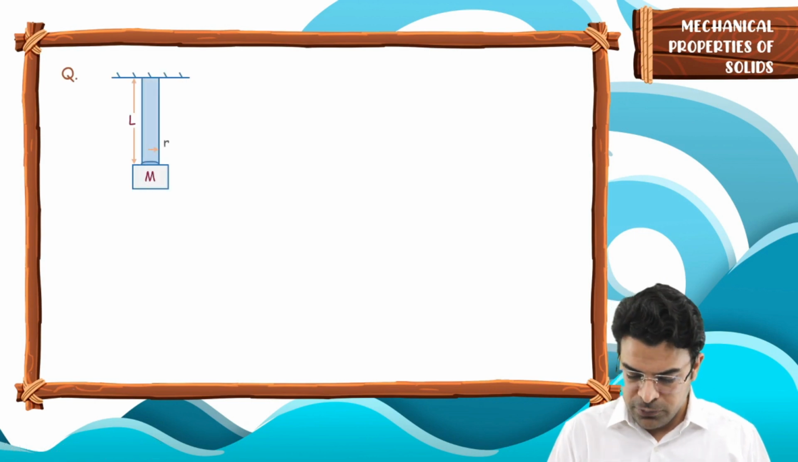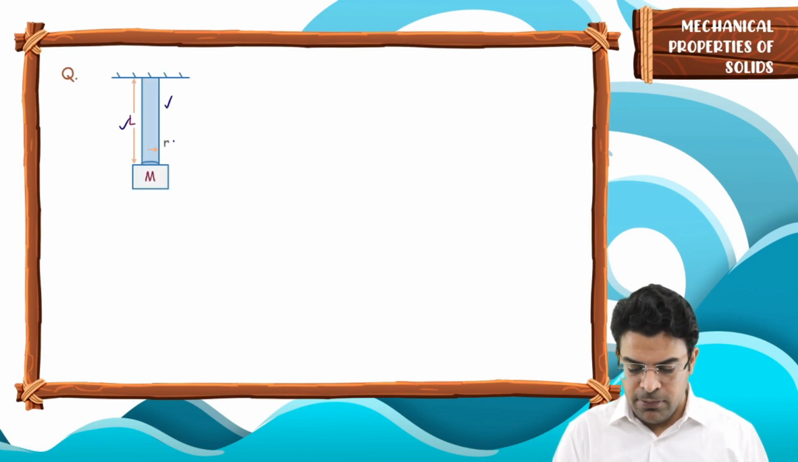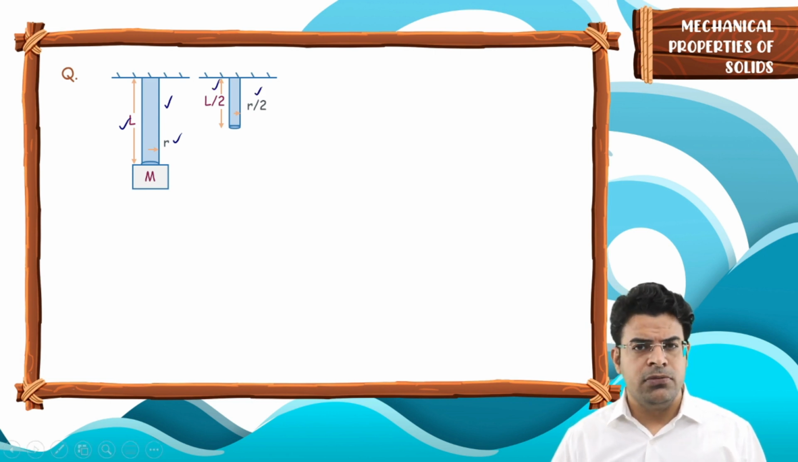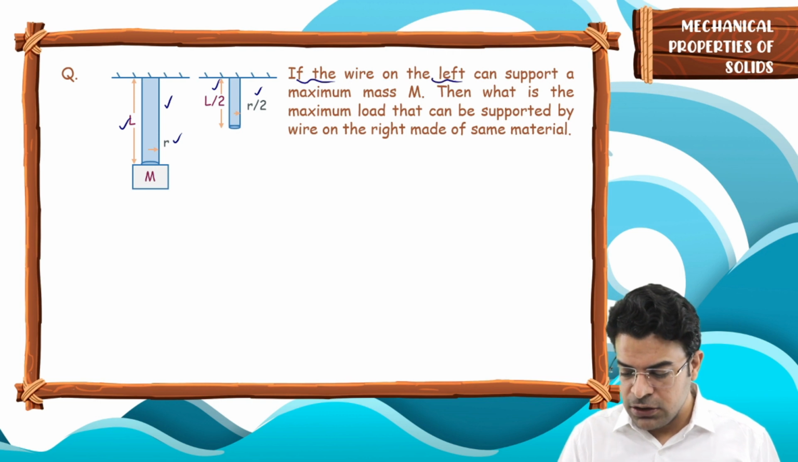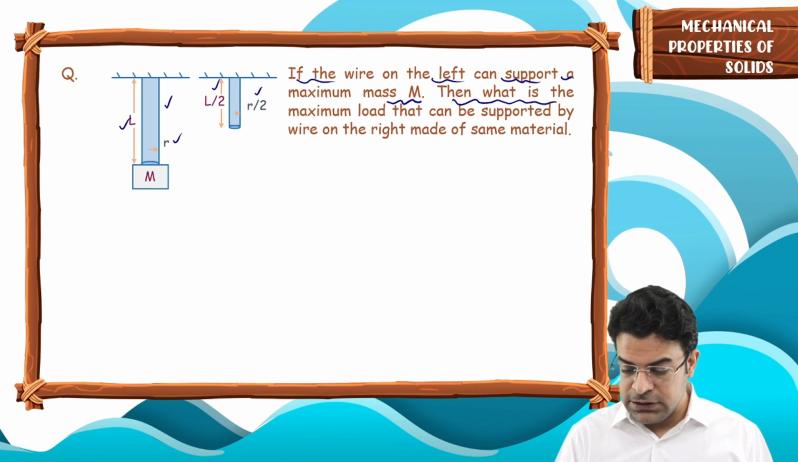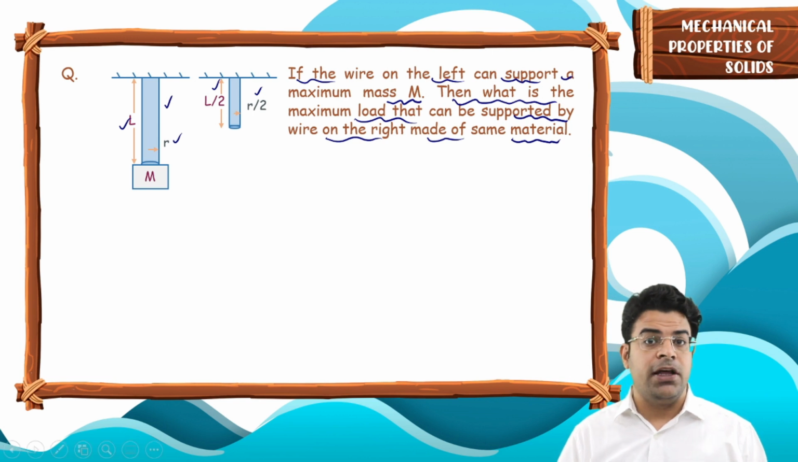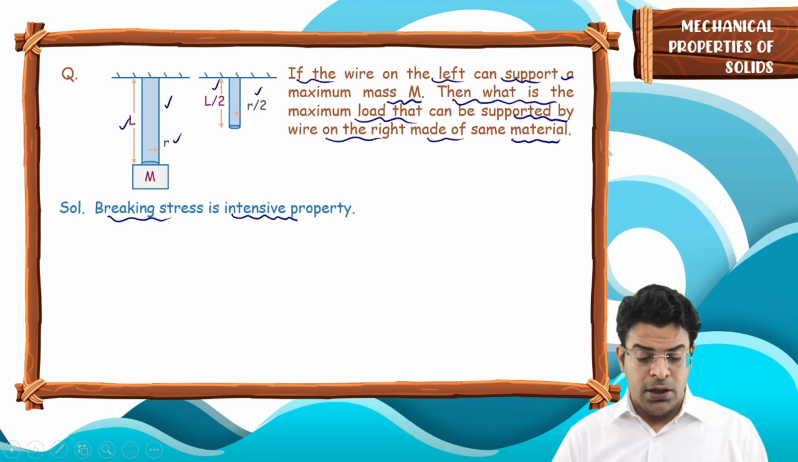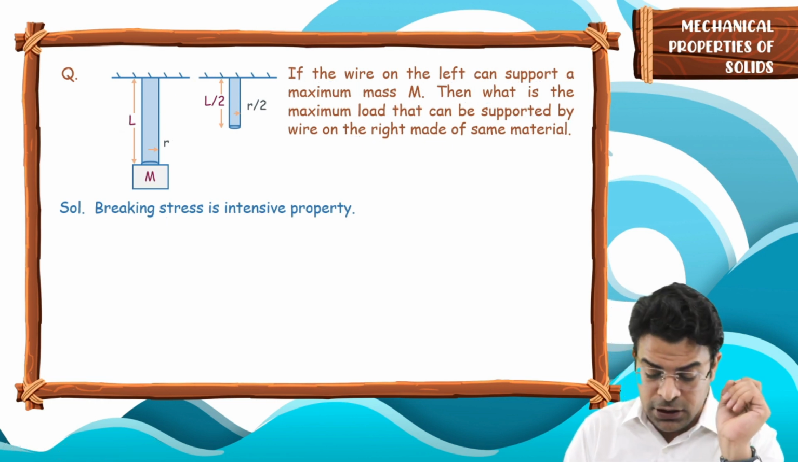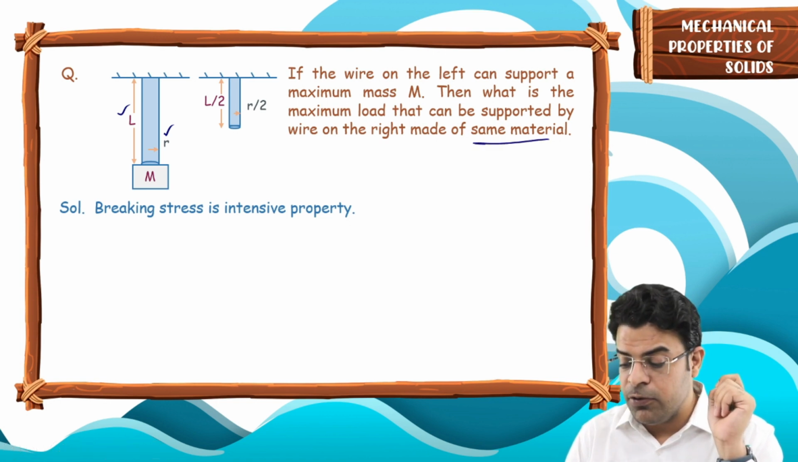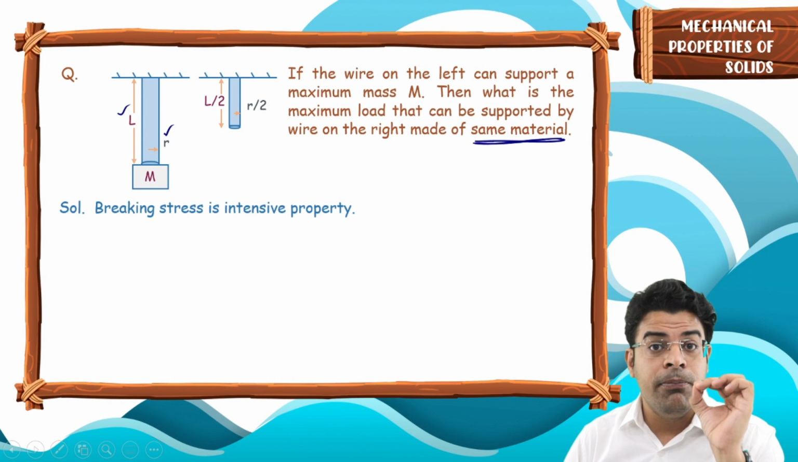So a simple question. There is a wire of length L, radius r and another wire made of the same material having length L by 2 and radius r by 2. The question goes like, if the wire on the left can support a maximum mass m, then what is the maximum load that can be supported by the wire on the right made of the same material? We know that breaking stress is an intensive property. It is not at all dependent upon the length or the radius of the wire. It depends upon the material. As both are made of the same material, both wires will have the same breaking stress.